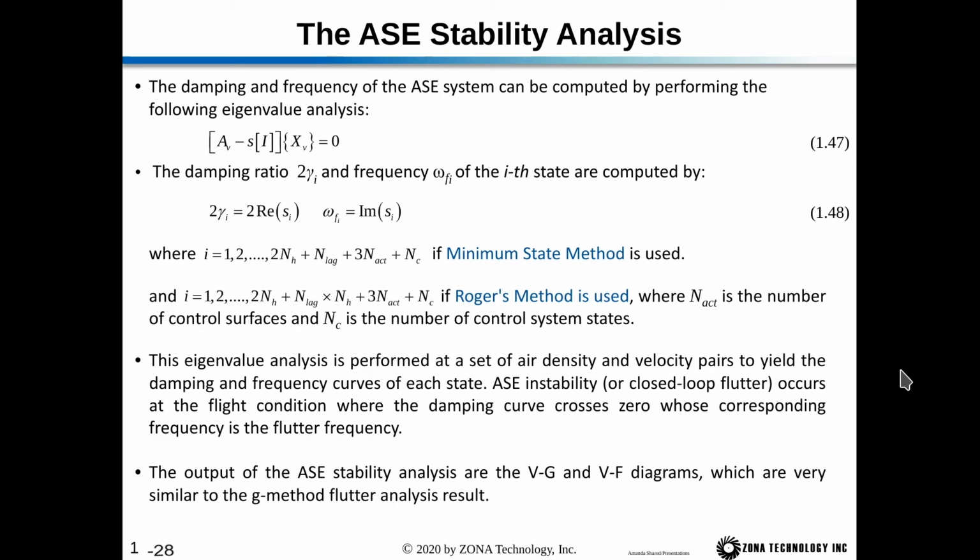The eigenvalue analysis is performed at a set of air density and velocity pairs to yield the damping and frequency curves of each state. The ASE instability, or closed loop flutter, occurs at the flight condition where the damping curve crosses 0, whose corresponding frequency is the flutter frequency. The output of the ASE stability analysis are the VG and VF diagrams, which are very similar to the G method flutter analysis results.